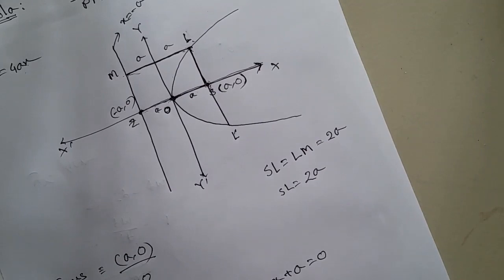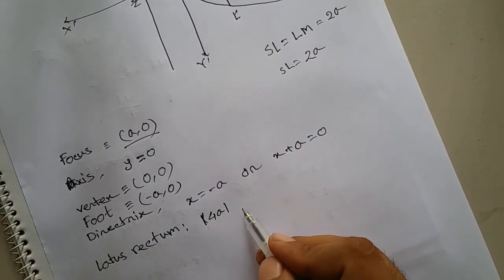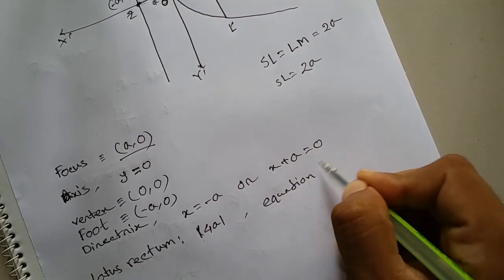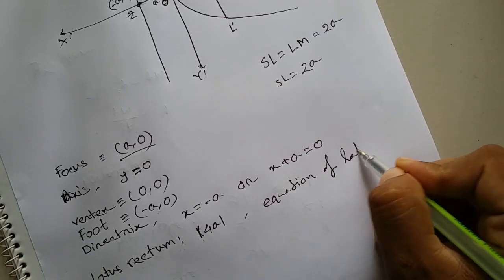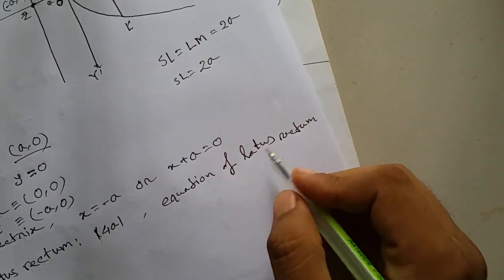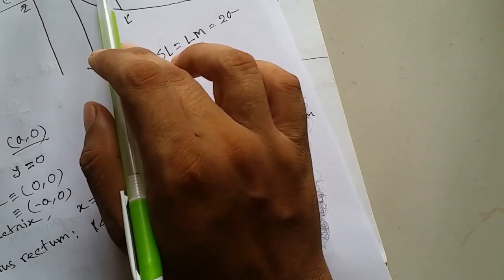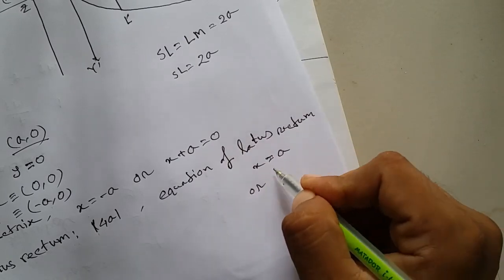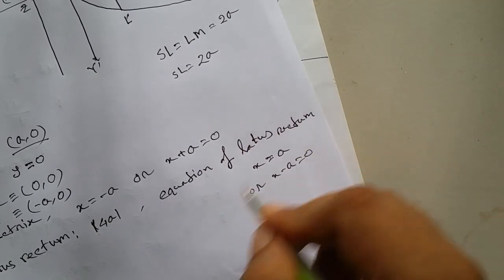So length of latus rectum equal to 4a. This is the length of latus rectum. And equation of latus rectum: this latus rectum is also parallel to y-axis, so x equal to something, x equal to this length, x equal to a. Okay, clear? Or we can write x minus a equal to 0.